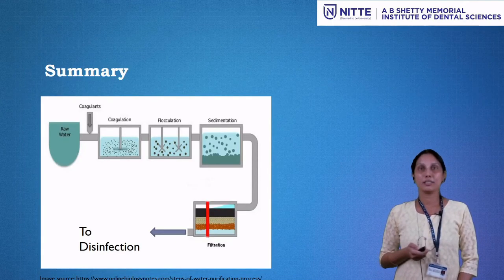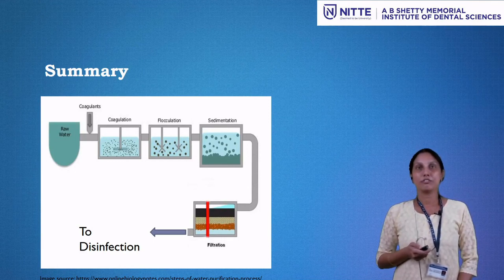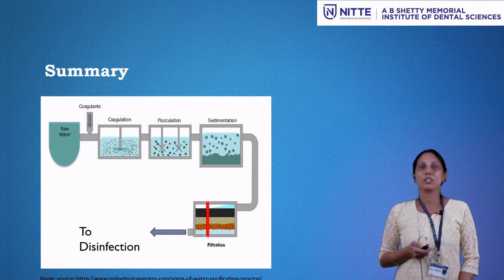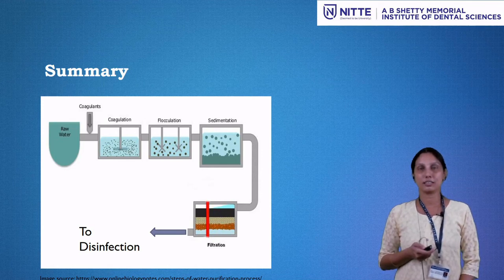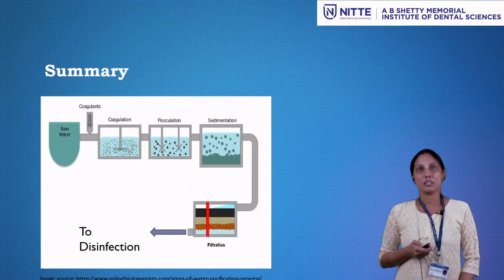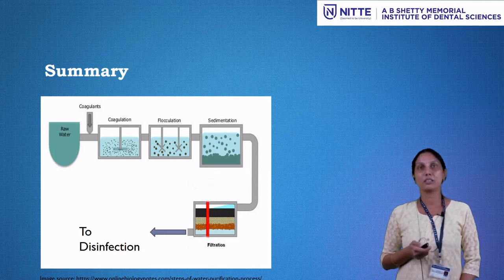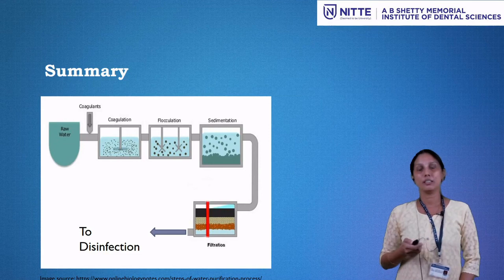So to summarize the entire lecture, there are 5 steps in case of rapid sand filtration. The raw untreated water first passes through the phase of coagulation, where the coagulants are added, followed by rapid mixing, then slow mixing by flocculation, a sedimentation process wherein the heavy particles along with the impurities and the bacteria settle down, and then finally the process of filtration.